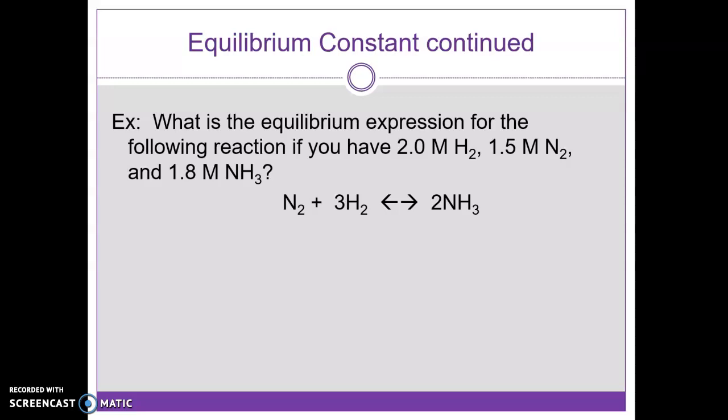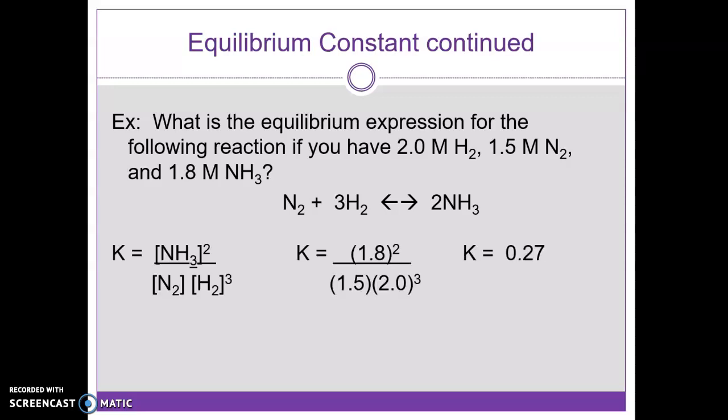Sometimes they actually want you to calculate K, and that's where we'll plug in these numbers. So here's what it's going to look like, just so you can see an example. So K is equal to, the first thing you need to do is put the products on the top of the fraction. So in the reaction, the products are on the right of the arrow, which is going to be just the NH3.